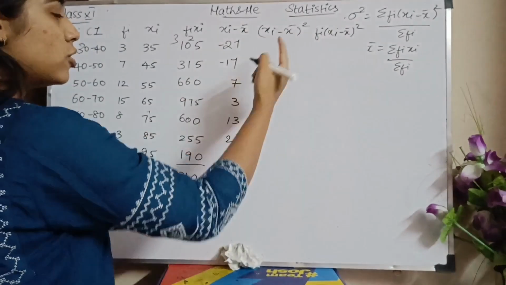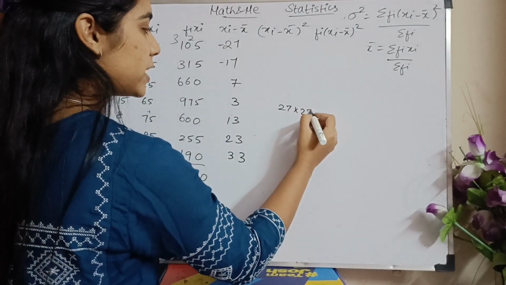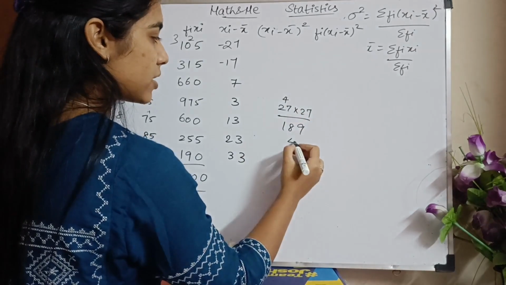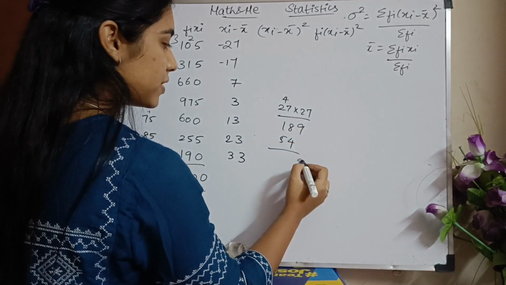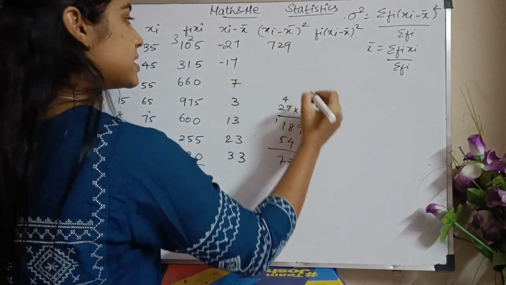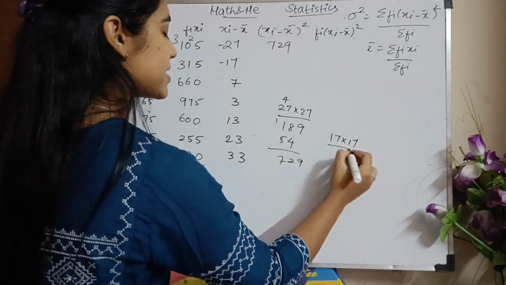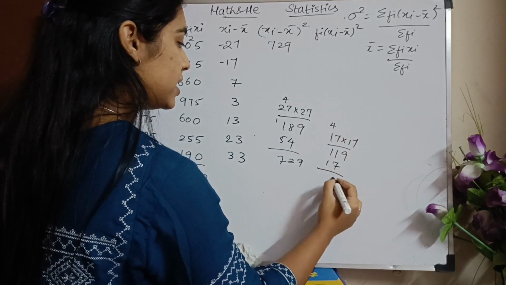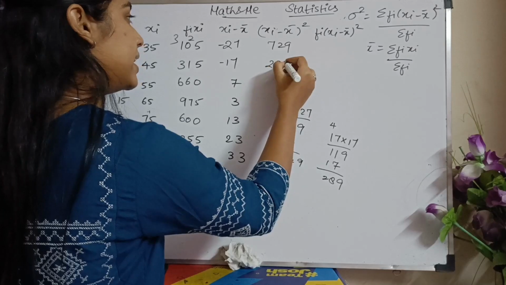Now xi minus x bar the whole square: 27 into 27. 7 7s are 49, 1 7 2s are 14, 15, 16, 17, 18. 7 2s are 14, 2 2s are 4, 5. So I have 729. 17 into 17: 7 7s are 49, 7 1s are 7, 8, 9, 10, 11. So 289.